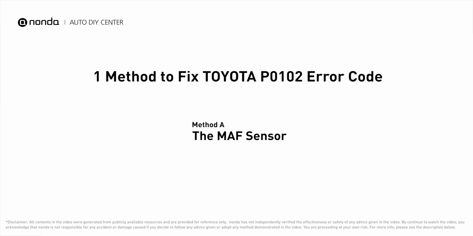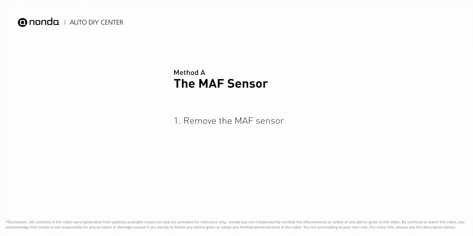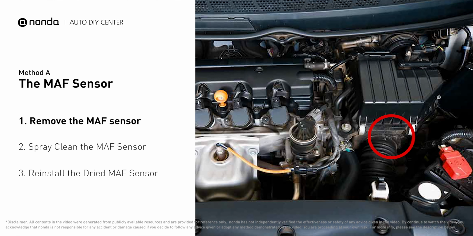Here are one of the most practical solutions to fix Toyota's P0102 error code. Method A, MAF Sensor. MAF sensors are located between the air filter and the throttle body.